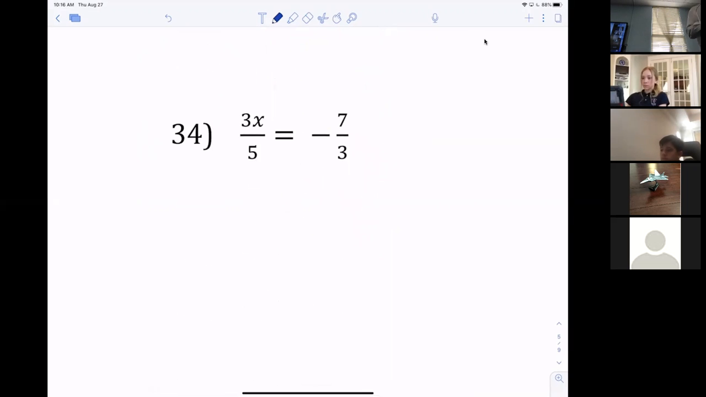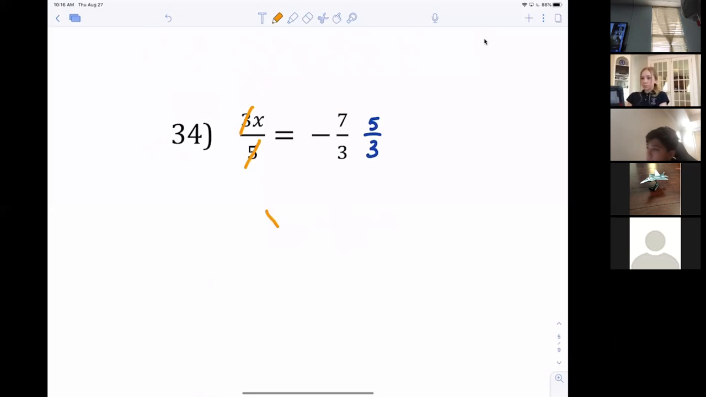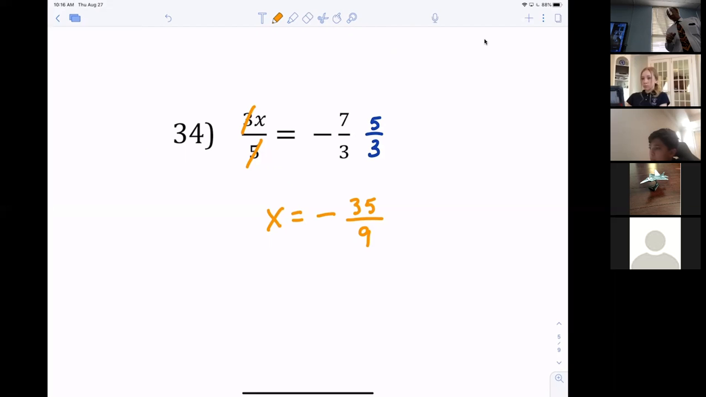Again, 34, just to make sure you heard me. Multiply by the, and what is the reciprocal? 5/3, so I'm gonna put a 5/3 here. These guys cancel. X equals, is it gonna be negative or positive? Negative. Does anything cancel? No. Final answer. Negative 35/9. Any issues with that? Any issues?